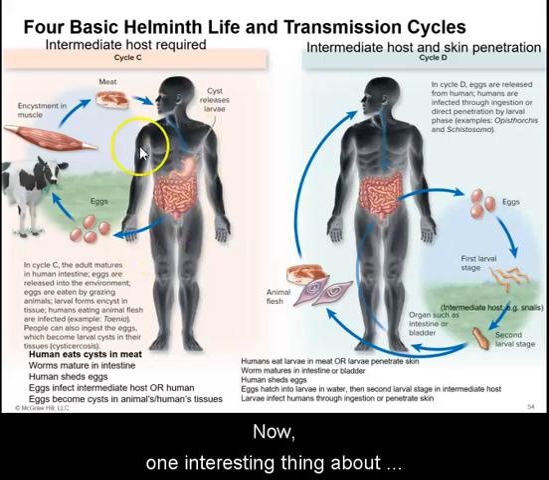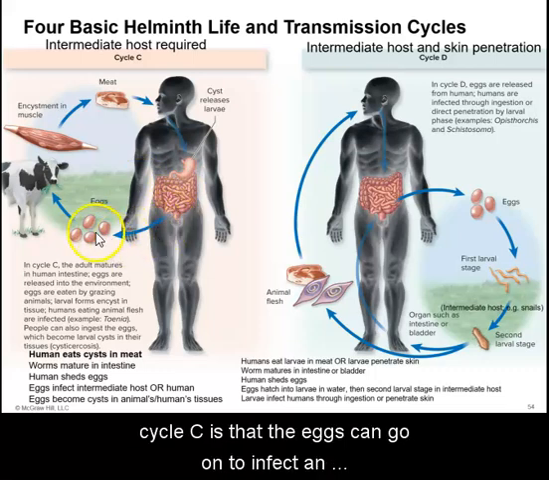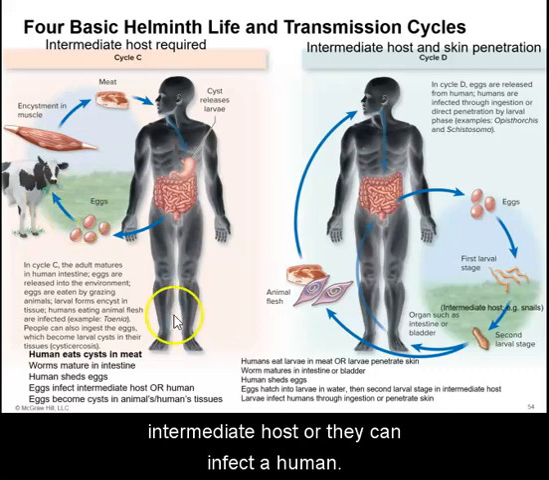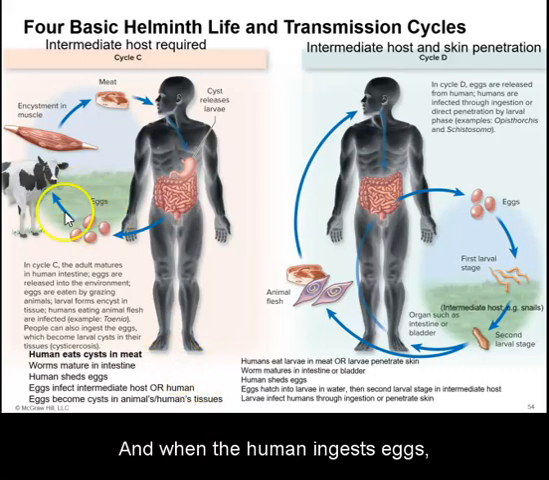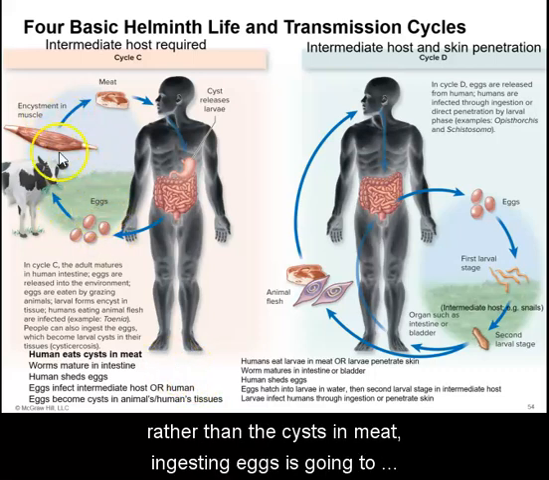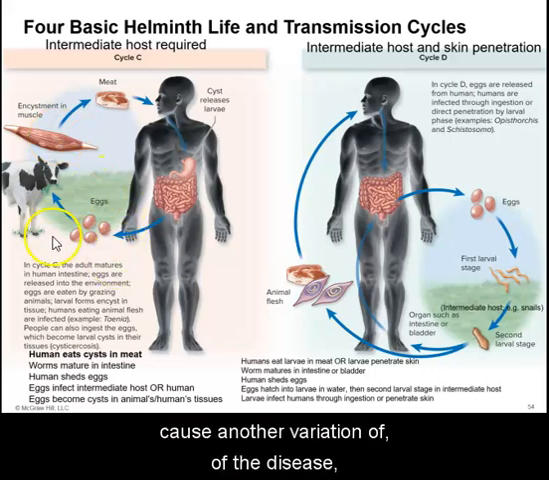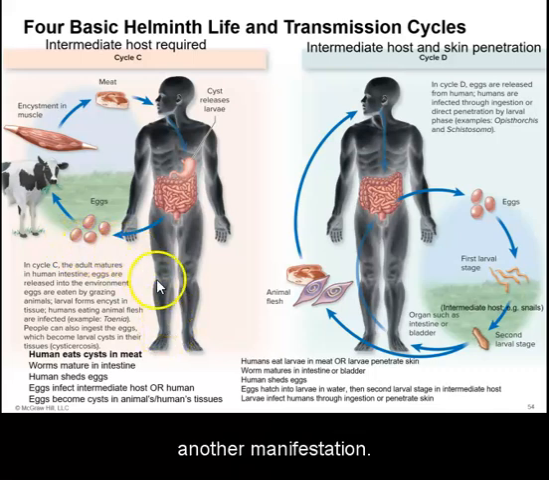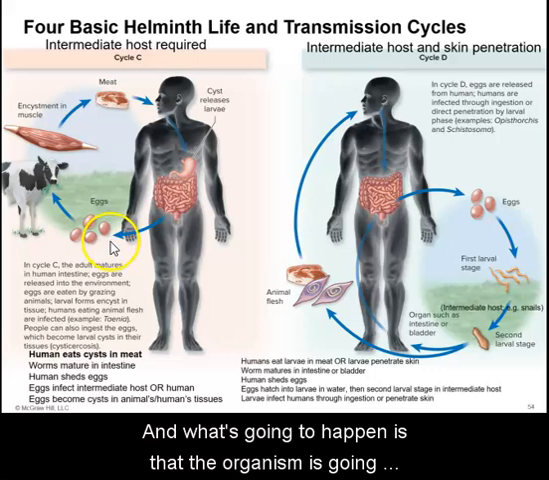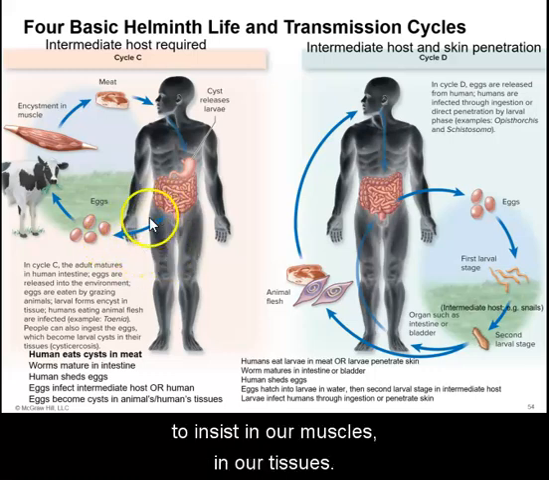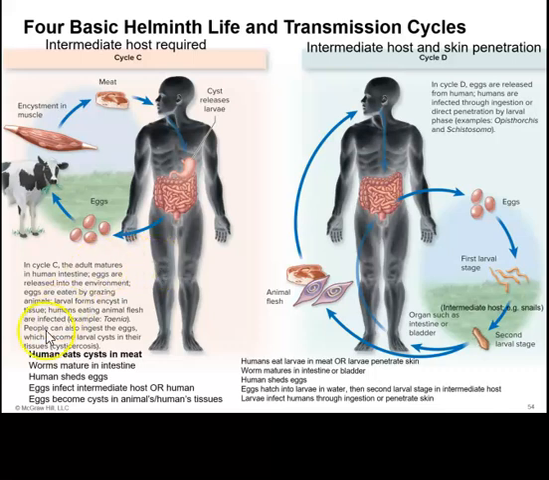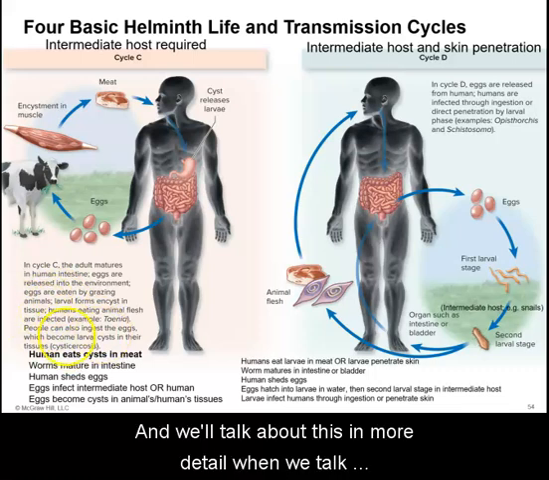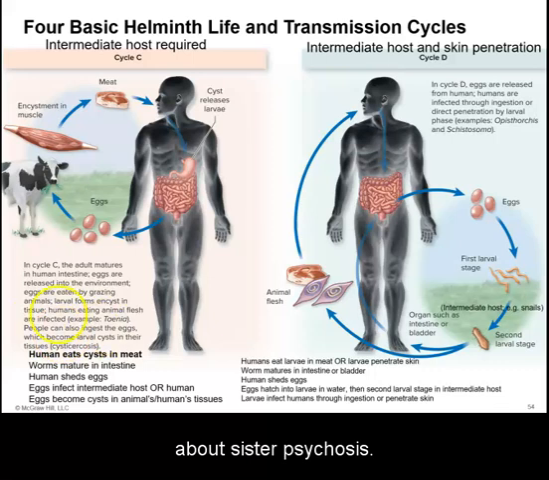Now, one interesting thing about cycle C is that the eggs can go on to infect an intermediate host, or they can infect a human. When the human ingests eggs rather than the cysts in meat, it causes another variation of the disease, another manifestation. The organism is going to encyst in our muscles, in our tissues. The example here is Taenia, and we'll talk about this in more detail when we talk about cysticercosis.